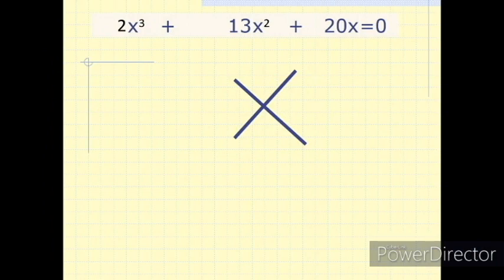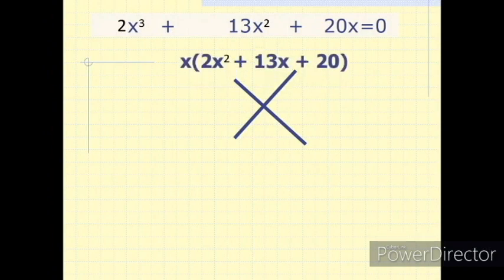Okay, this one here, 2x cubed plus 13x squared plus 20x equals 0. Have a look, see if you can do it. Now I can't take any numbers out, so let's have a look at letters. I can take x out. So that actually means it's a cubic. Let's see what happens. When I factorise x out, I've got 2x squared plus 13x plus 20.